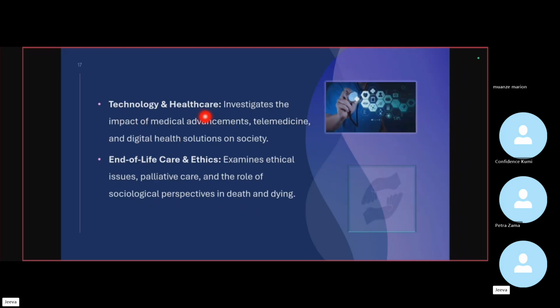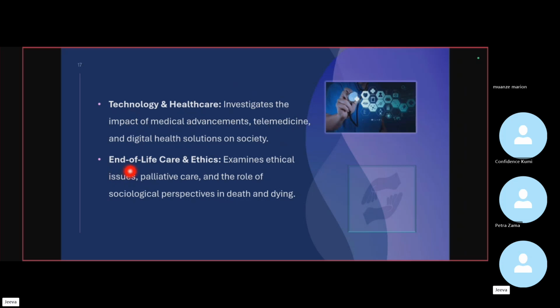Then technology and healthcare, like various investigations and the impact of medical advancements. Now there are a lot of medical advancements occurring. So that also has to be looked after by the medical sociology. Then telemedicine and digital health solutions in the society. Nowadays people don't have to come to the hospital. They can directly call the doctor and get the solutions. So that is what digital health solutions are. Then telemedicine. You can directly book your medicines and they'll give you home delivery. So these are recent advancements, and how they affect the people in a society. So technology and healthcare is also looked after by your medical sociology.